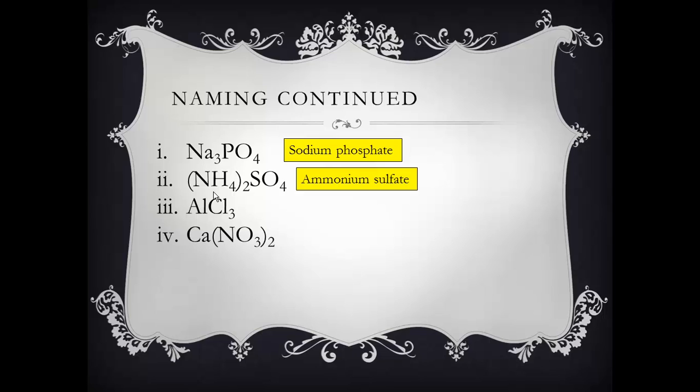Alright, not a polyatomic, AlCl3. So now you know what Al is, which is aluminum, and Cl is chlorine, so it's aluminum chloride. And for IV, we have CaNO3. NO3 is nitrate, Ca is calcium, so calcium nitrate.